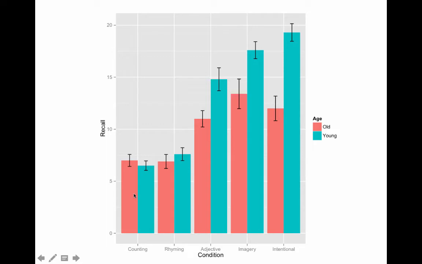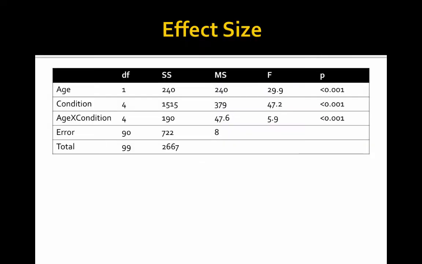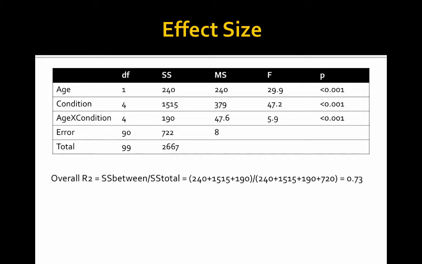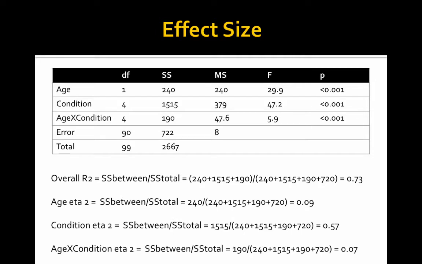So how do we put all of that together? We can compute the effect size. So we have this table here, and you'll get the same kind of outputs that we did before. The overall R squared, which is 0.73, means 73% of the total variance is explained. We can look at age and condition and age times condition, and that gives us something similar to an R squared called an eta squared for each of those different factors.